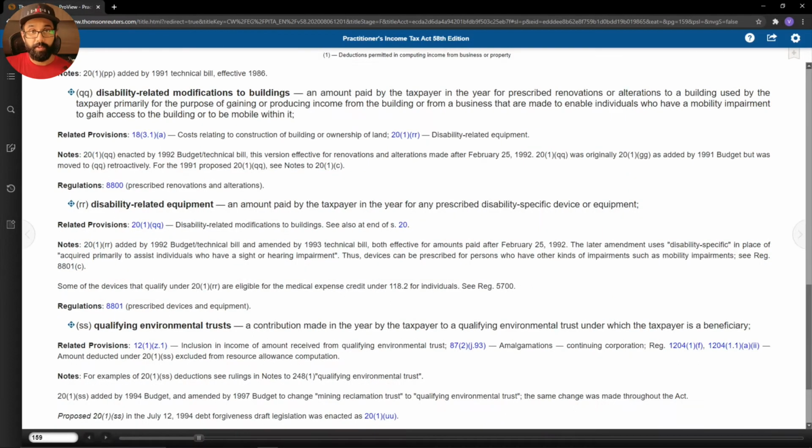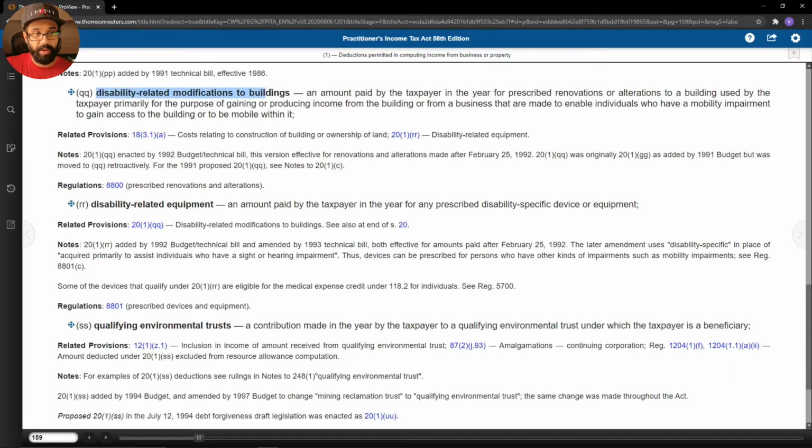And one of those following amounts is what we're looking for, paragraph QQ, disability-related modifications to buildings, an amount paid by the taxpayer in the year for prescribed renovations or alterations to a building used by the taxpayer primarily for the purpose of gaining or producing income from the building or from a business, that are made to enable individuals who have a mobility impairment to gain access to the building or to be mobile within it. So let's look at that carefully.